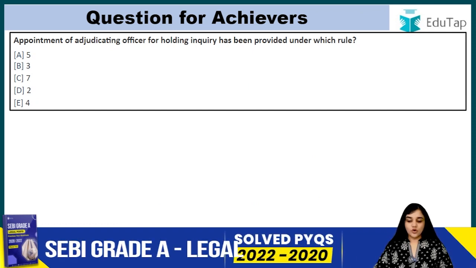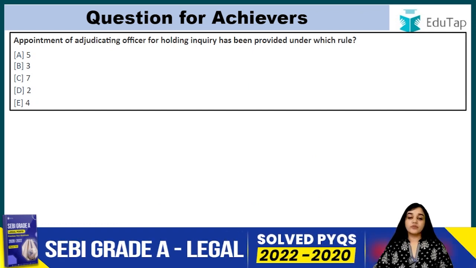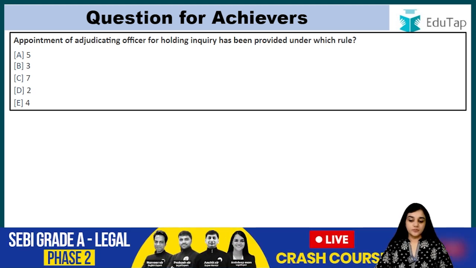So now, question for achievers. Appointment of adjudicating officer for holding inquiry has been provided under which rule? Your options are Rule 5, Rule 3, Rule 7, Rule 2 or Rule 4. So you have to comment the right answer below.